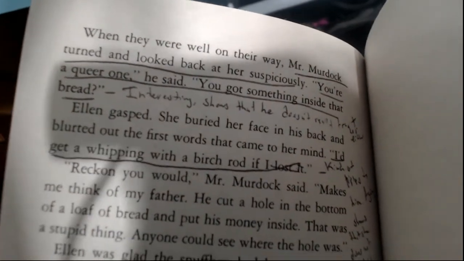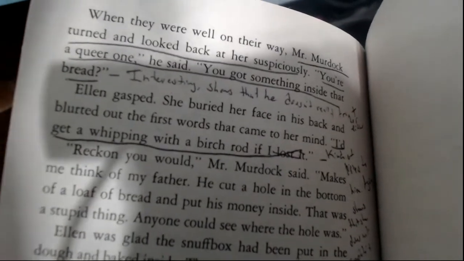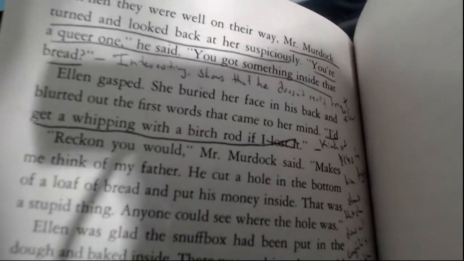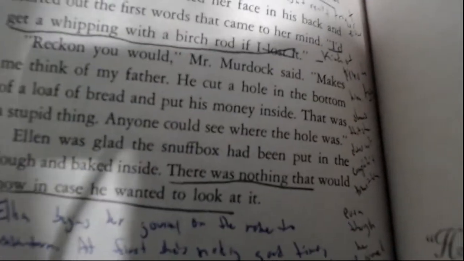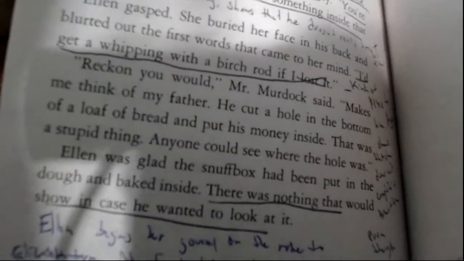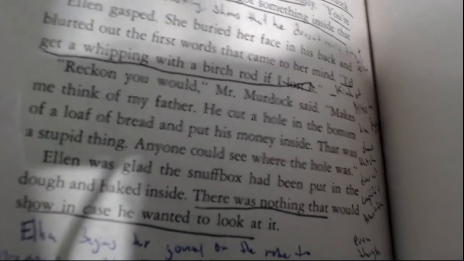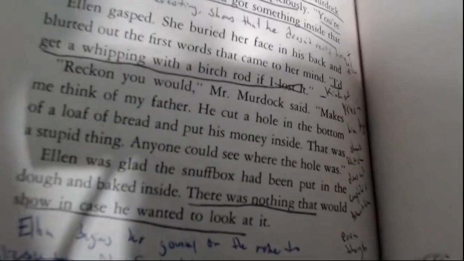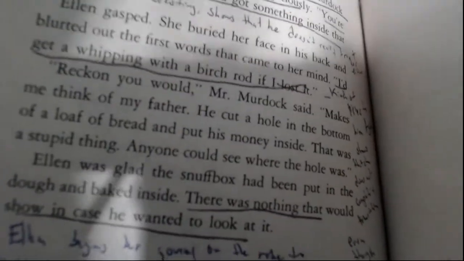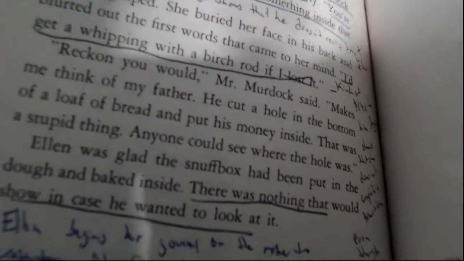Mr. Murdoch turned and looked back at her suspiciously. "You're a queer one," he said. "You got something inside that bread?" Right. He's asking her a question that shows he doesn't completely trust her. And then she says, "I get a whipping with a birch rod if I lost it." Now, she might be in trouble if she lost it, but she never mentioned getting a whipping. She's more worried just about letting her grandfather down. And so she's lying to him. So I think she learns that even if people are on your side, you might not always need to trust them right away.